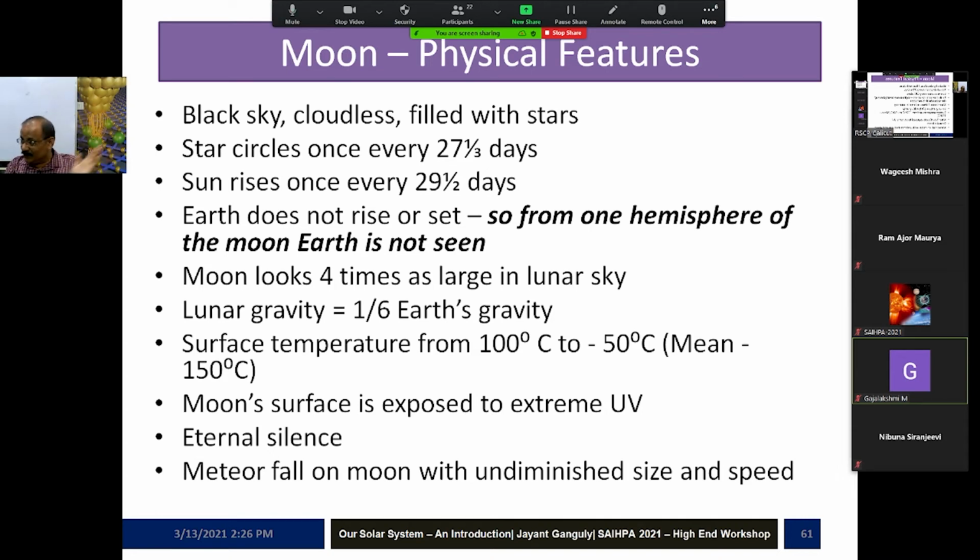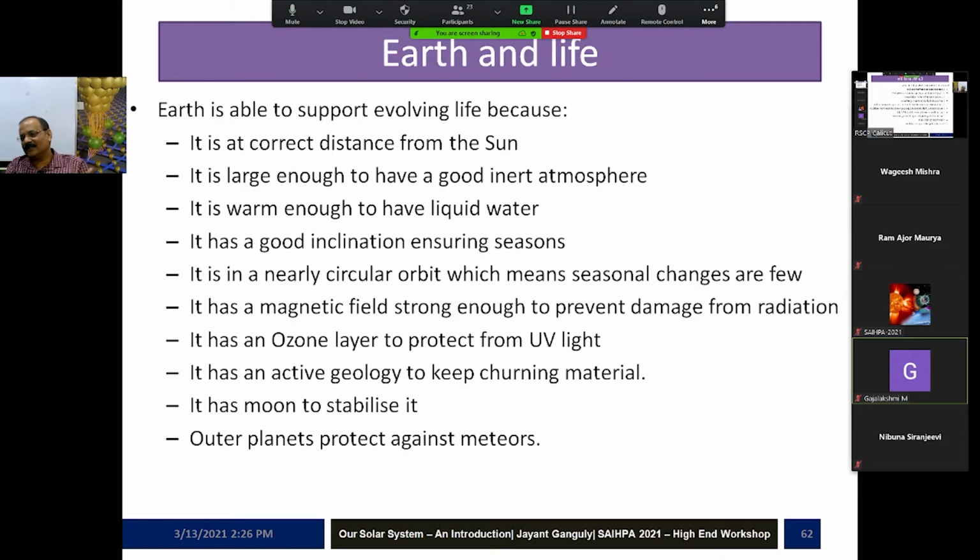But one more thing is that due to the absence of an atmosphere, its temperature changes from around 100 degrees centigrade to minus 50 degrees centigrade. So it's a huge variation in temperature, and that gives us the importance of the temperature. And it is exposed to ultraviolet light. It is internally silent. These are things always present.